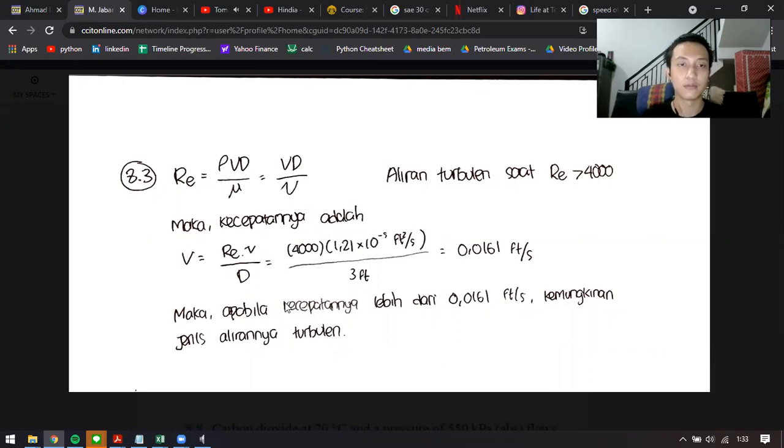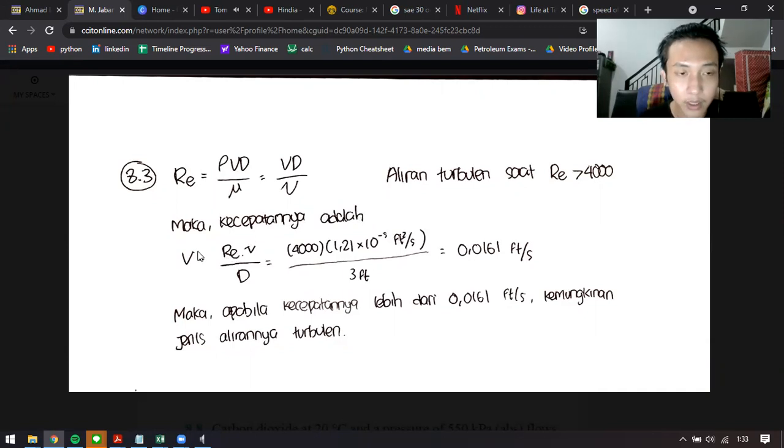We know from earlier that this is the equation of the Reynolds number: density times velocity times diameter per viscosity, or the velocity times diameter per kinematic viscosity. To calculate the speed of the flow, we assume the Reynolds number equals 4,000 and not more than 4,000.